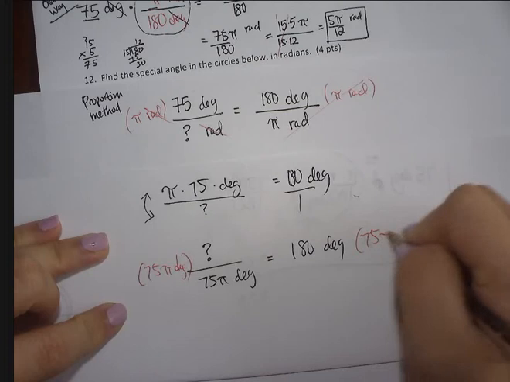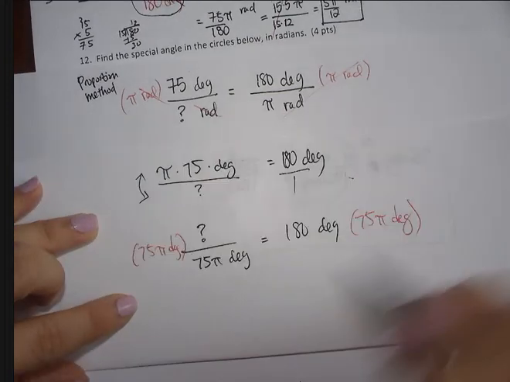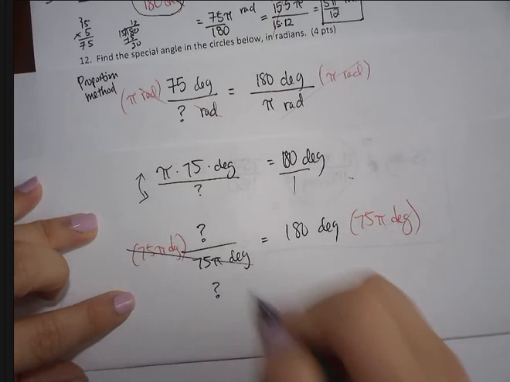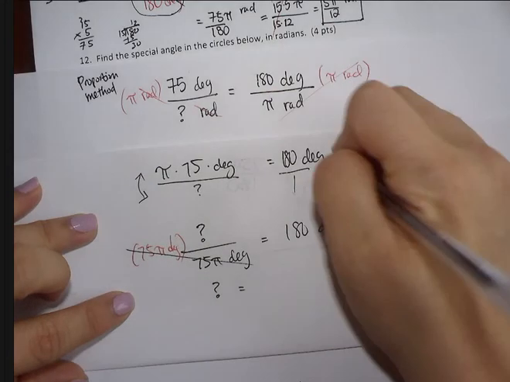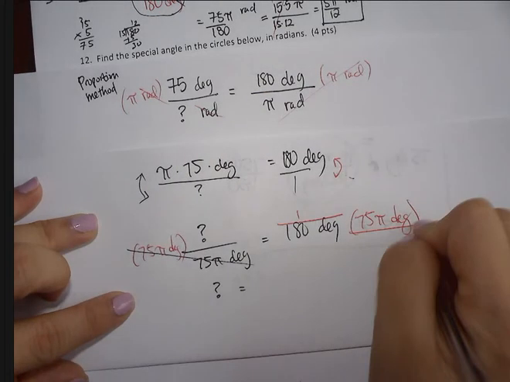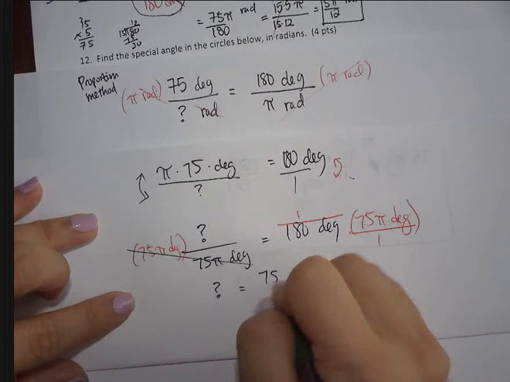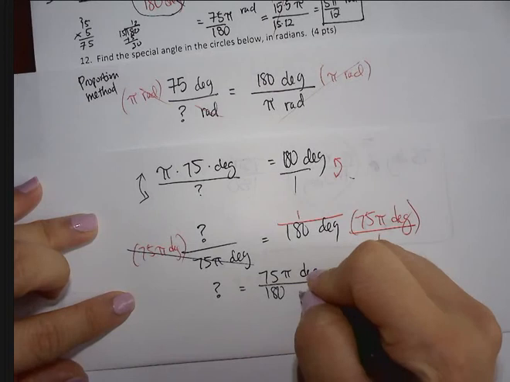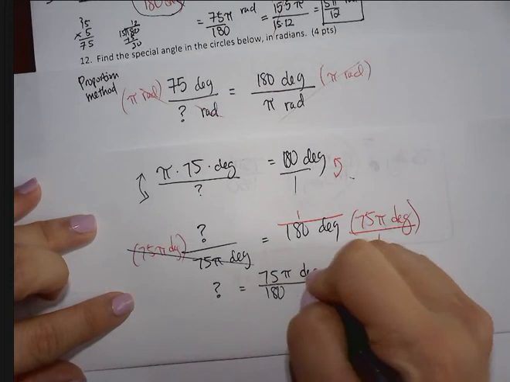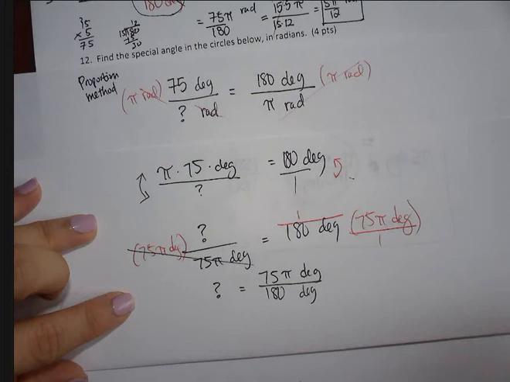See, I think this is more complicated, so I don't do it. So what is my answer? That is not good. Oh, shoot. Sorry, I had to take the reciprocal of this, and that's over 1. So really, this is going to be on top, 75 pi degrees over 180 degrees. Oh, and this was supposed to be radians, huh? And the degrees cancel out, and so what radians do I have? 75 pi over 180.